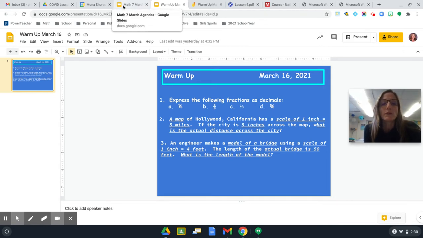And so you'll need for your warm-up a calculator and just a scrap piece of paper, right? So I'm going to ask you to find the decimal form of these fractions in number 1, A through D, to review that because we'll come across some fractions within some of the work we do today. So I want to make sure you're okay with converting those fractions to decimals correctly. And then number 2 and number 3, these are ones that we went through yesterday. So we did a map example, and we also did a model of a bridge out of the book.